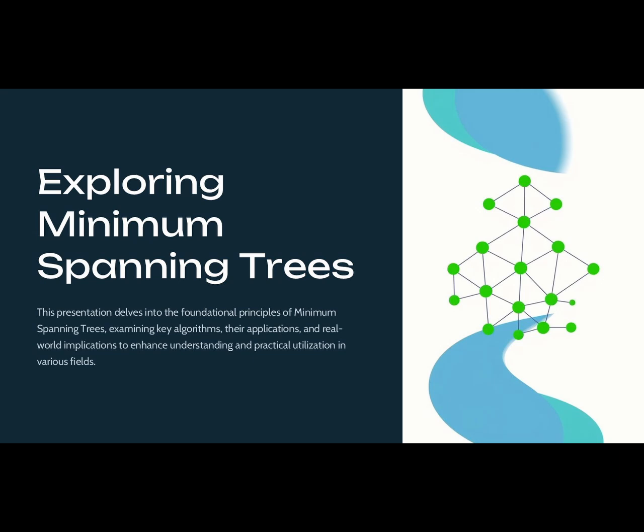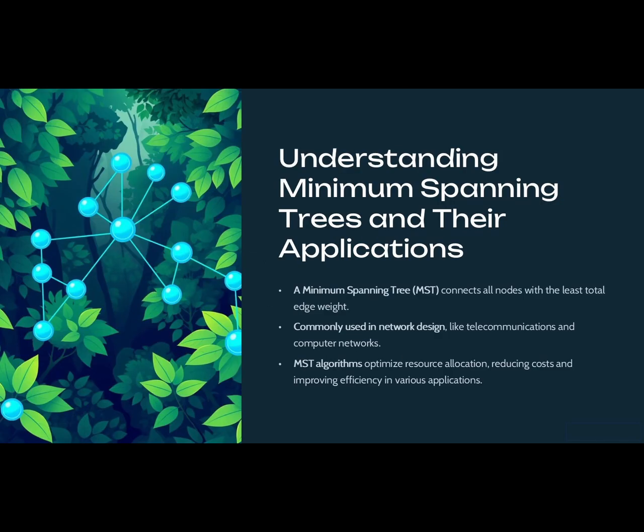To find a minimum spanning tree, there are two methods. The first one is Kruskal's algorithm and the second one is Prim's algorithm. Both of these will be explained by my teammates. And a basic application example of minimum spanning trees is network design, in telecommunication and computer networks.